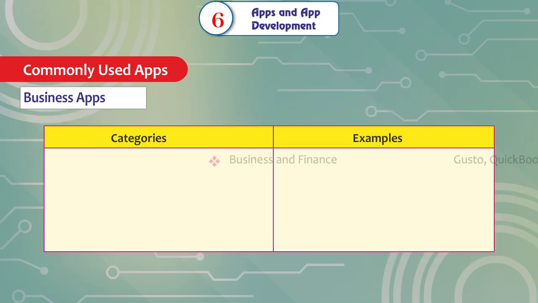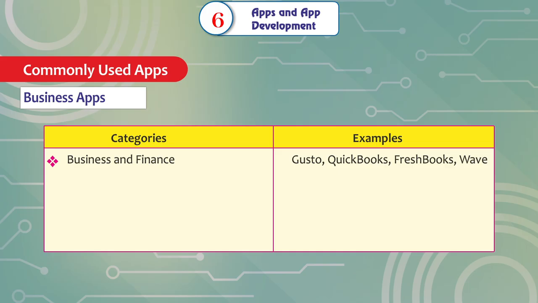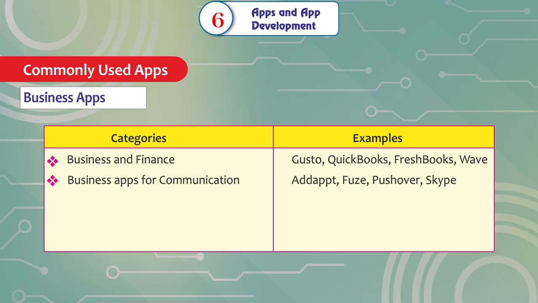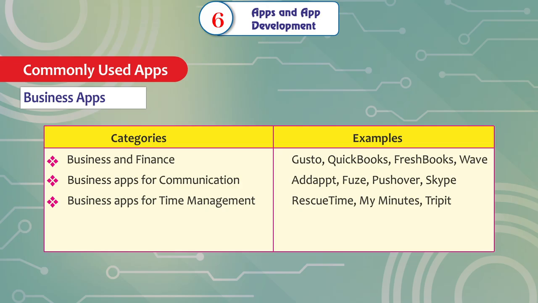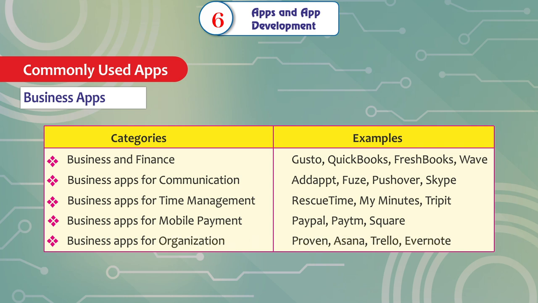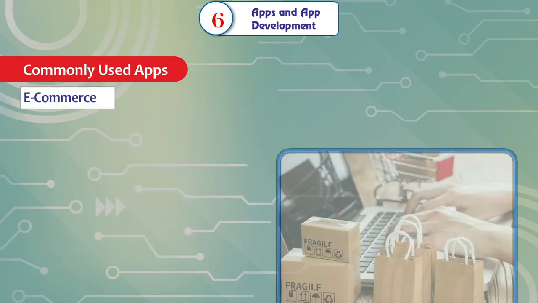Categories and examples: Business and finance: Gusto, QuickBooks, FreshBooks, Wave. Business apps for communication: AdApt, Fuse, Pushover, Skype. Business apps for time management: Rescue Time, My Minutes, TripIt. Business apps for mobile payment: PayPal, Paytm, Square. Business apps for organization.